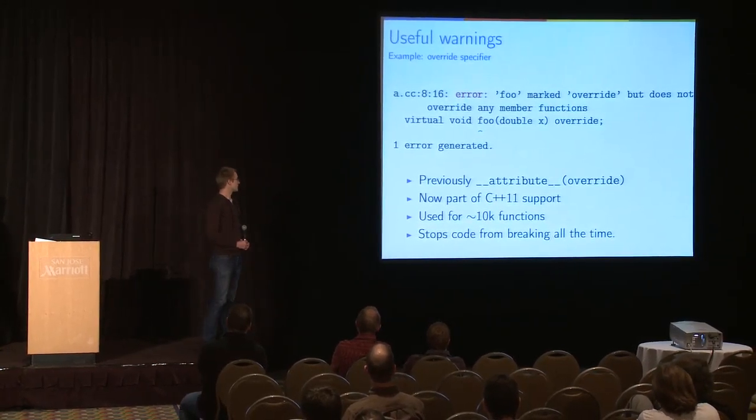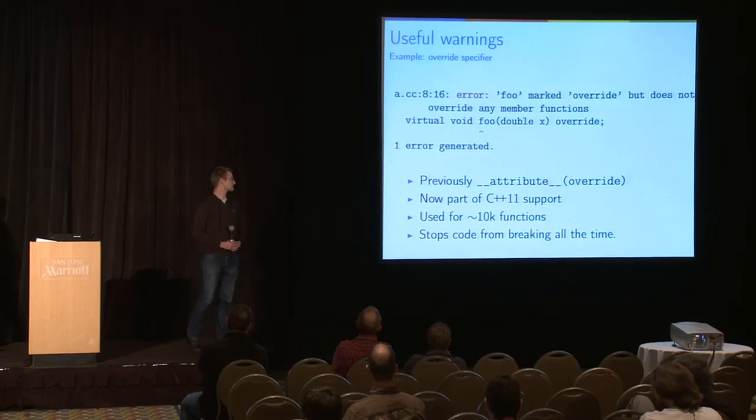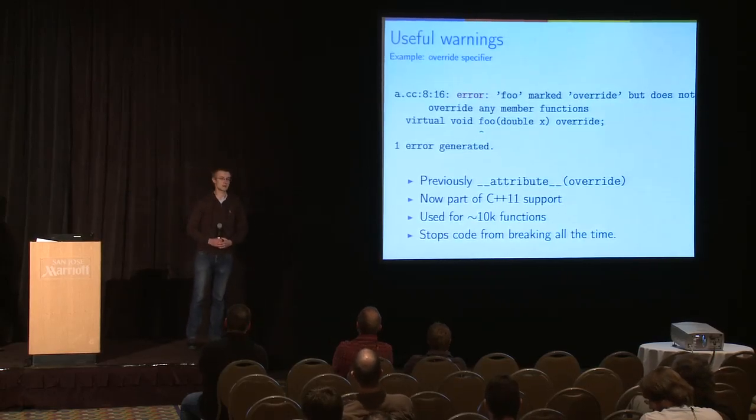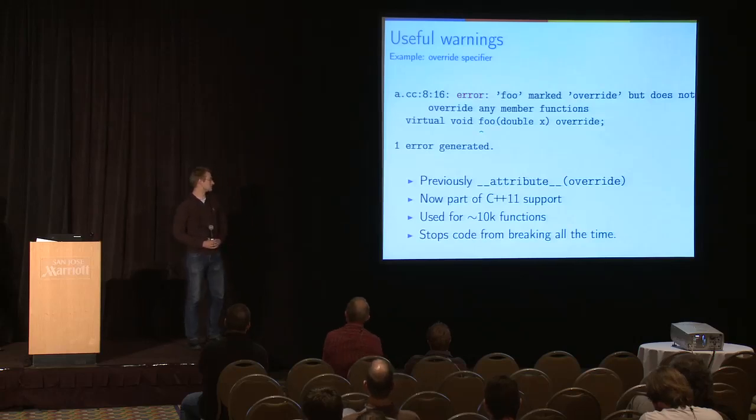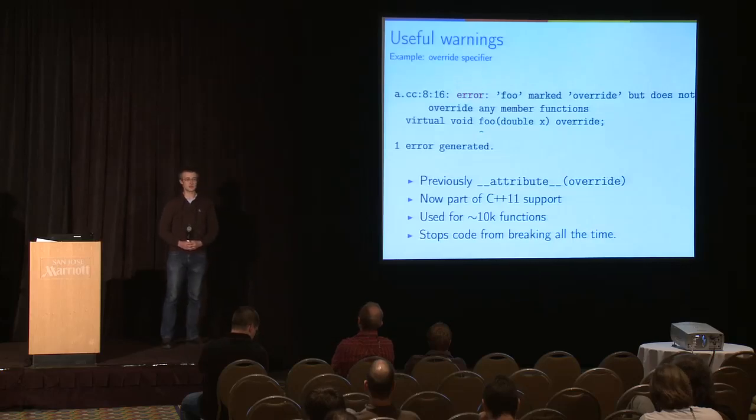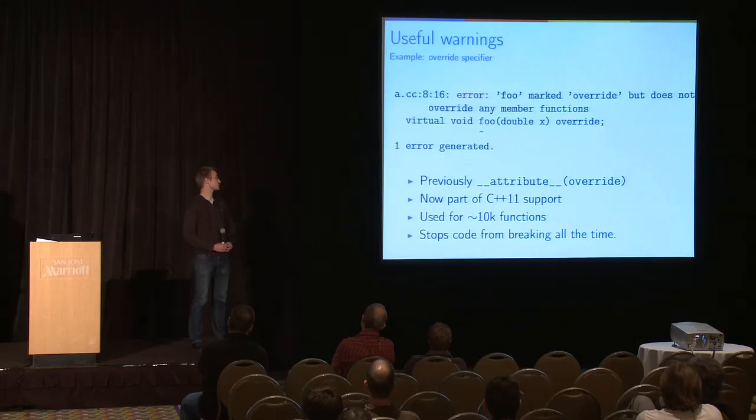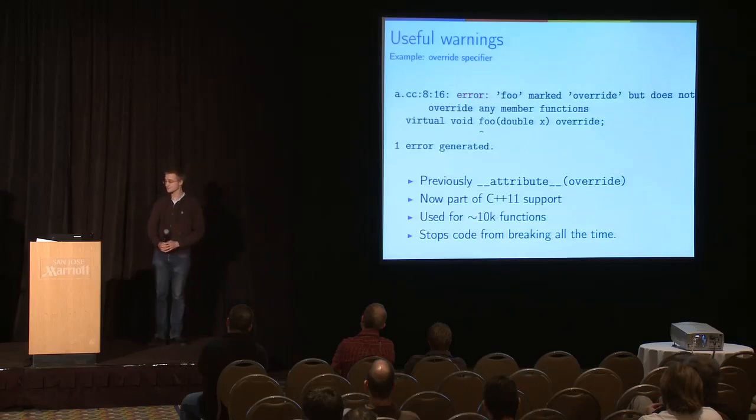And we slowly started rolling that out. We were kind of skeptical if it would work out at first, but it turns out this is extremely, extremely useful in practice. So by now, I think about 10,000 functions in Chrome are annotated with override. And just this week, we decided that every time you have a virtual function that overrides a function, you have to mark that as override, at least in the Chrome core code.